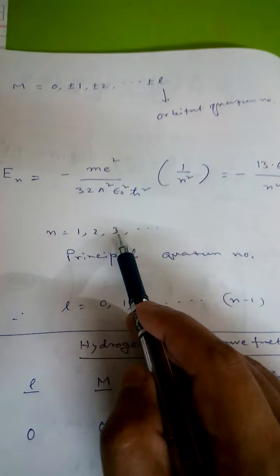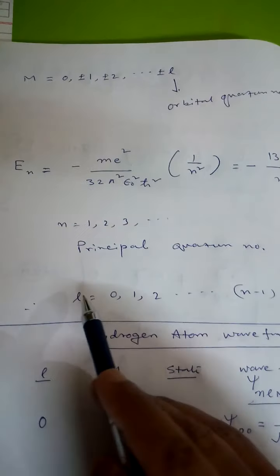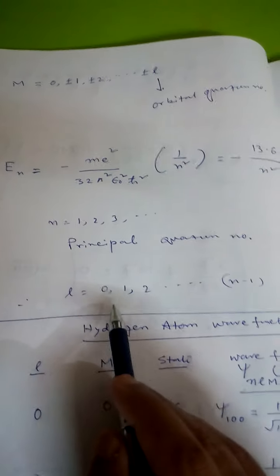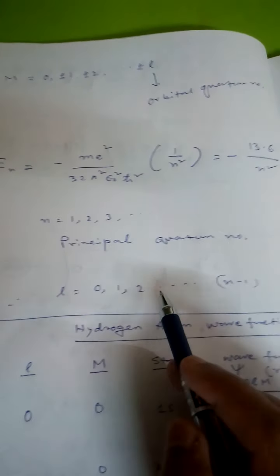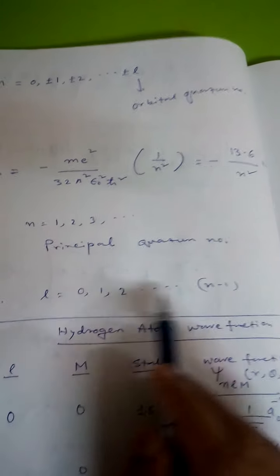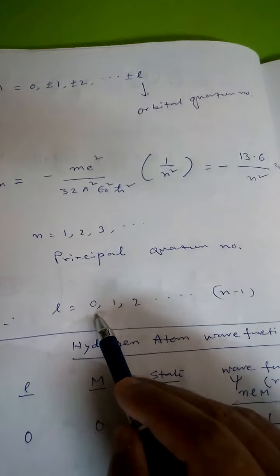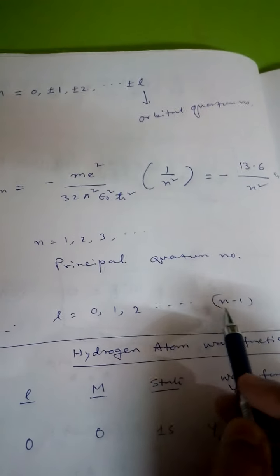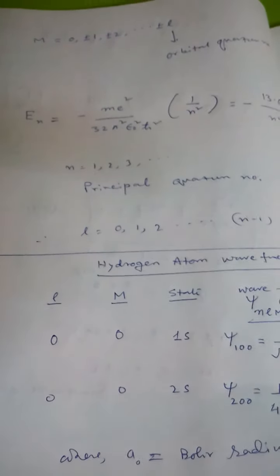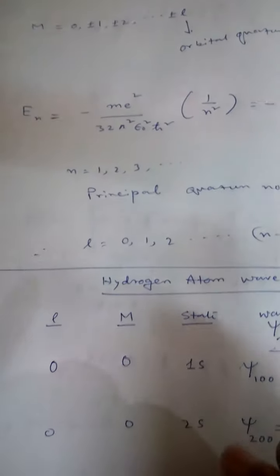So n equals 1, 2, 3 and so on. It is called the principal quantum number. And the relation between L and n: L equals 0, 1, 2 up to n minus 1. So this is the range of L, 0 to n minus 1. Here n is 1, 2, 3 and so on, and the limit of L should be 0, 1, 2 up to n minus 1. Okay. So this is the relation between the principal quantum number and the orbital quantum number.